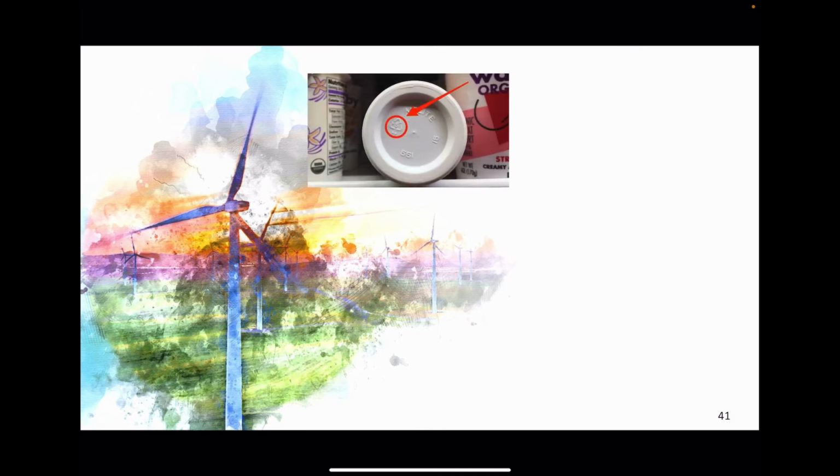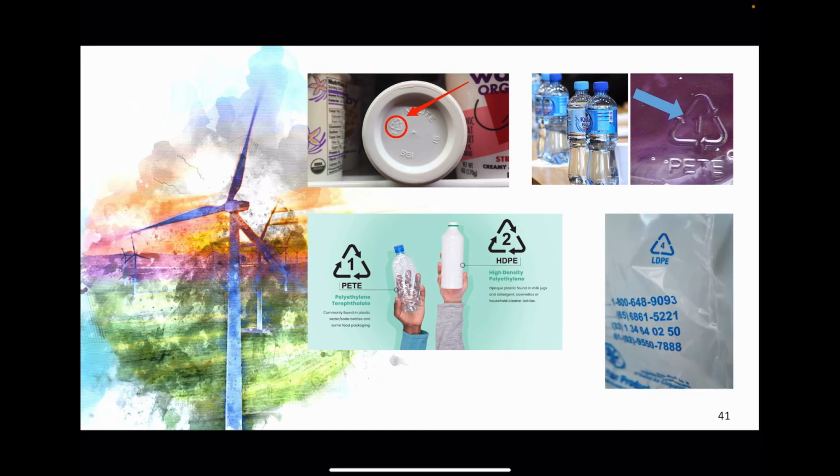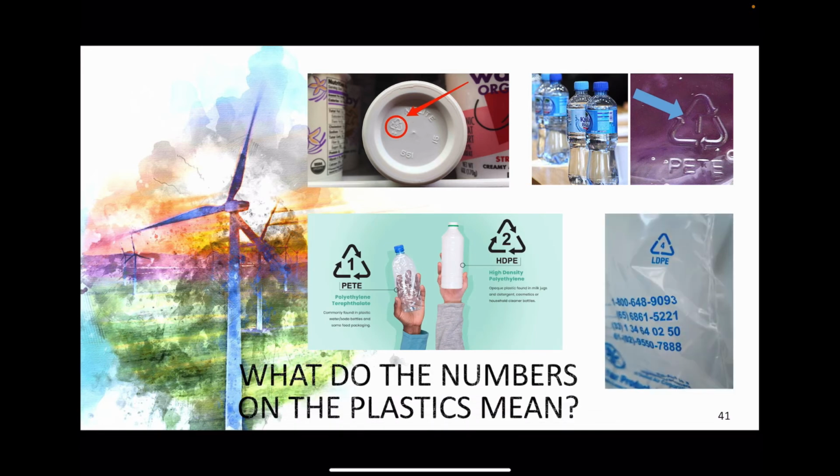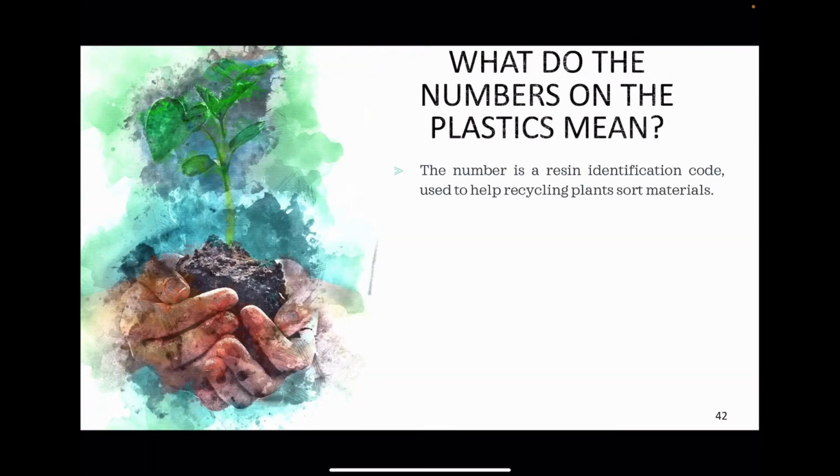When you buy some plastic products, do you notice this symbol, a triangle with a number? Do you know what the numbers on the plastics mean? The number is a resin identification code that is used to help recycling plants sort materials.